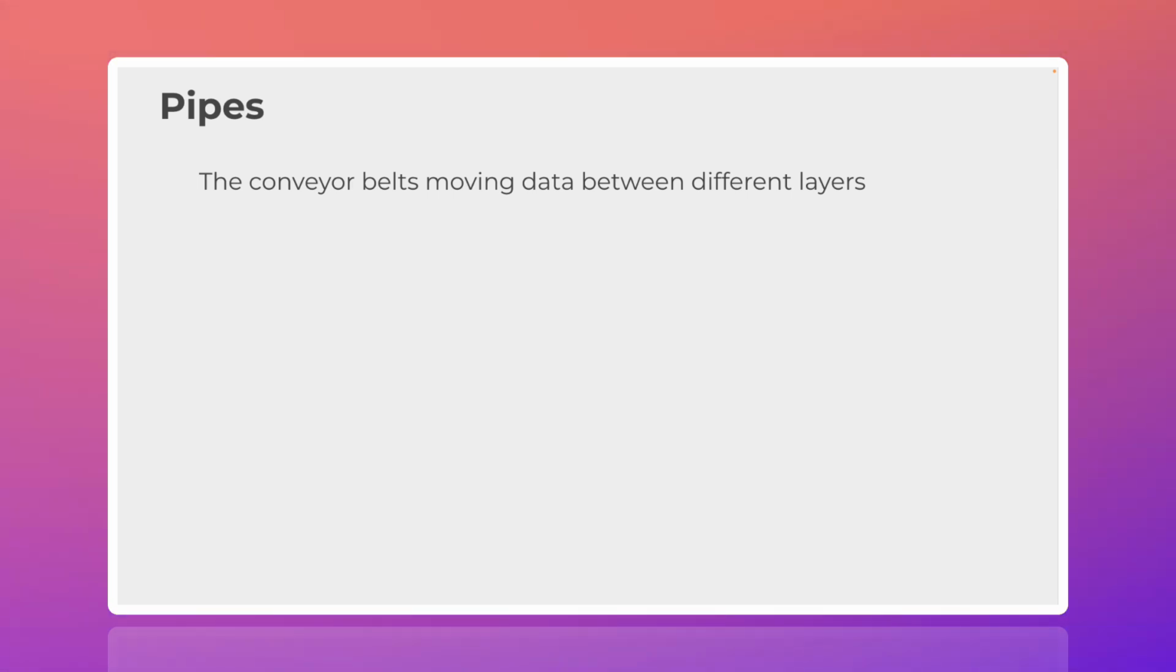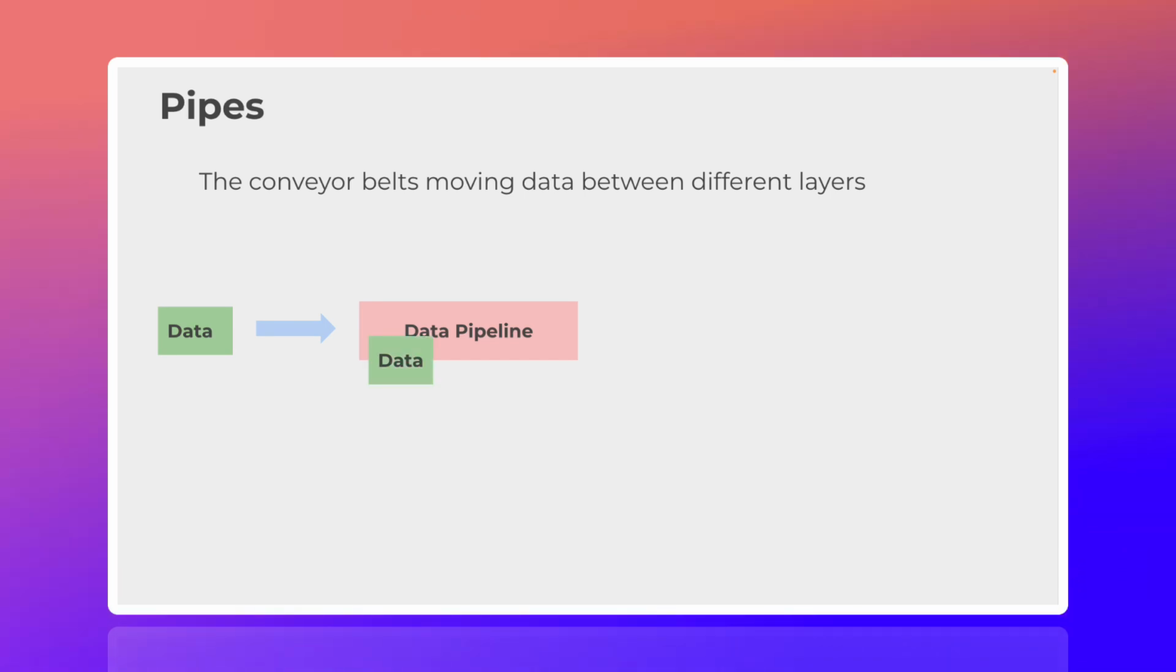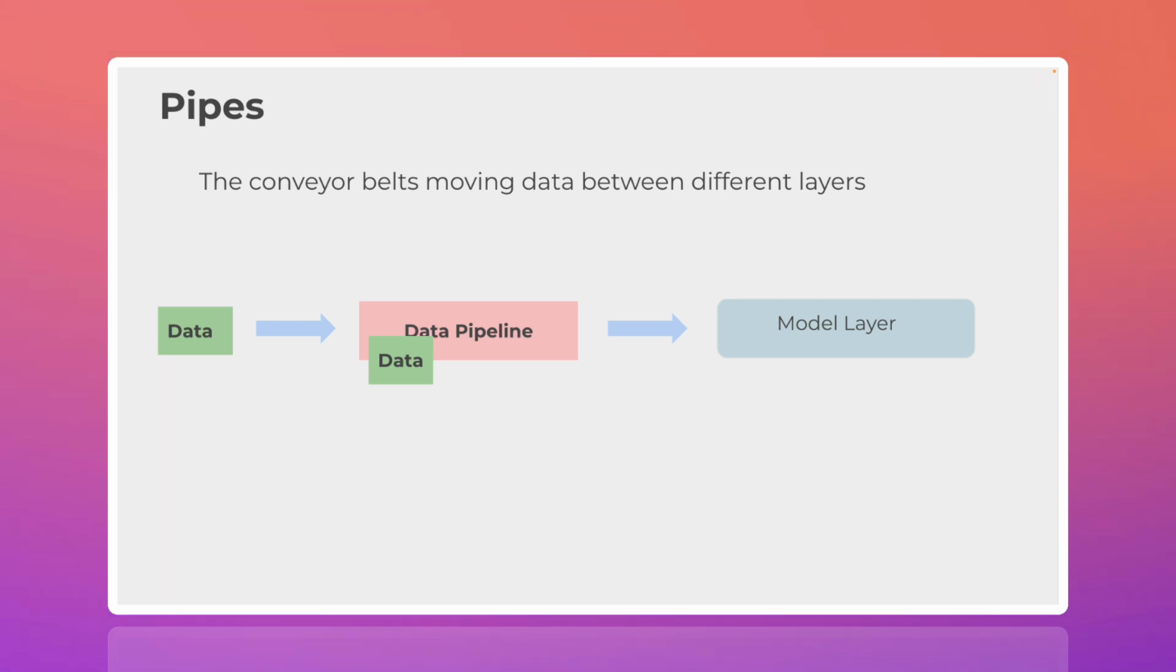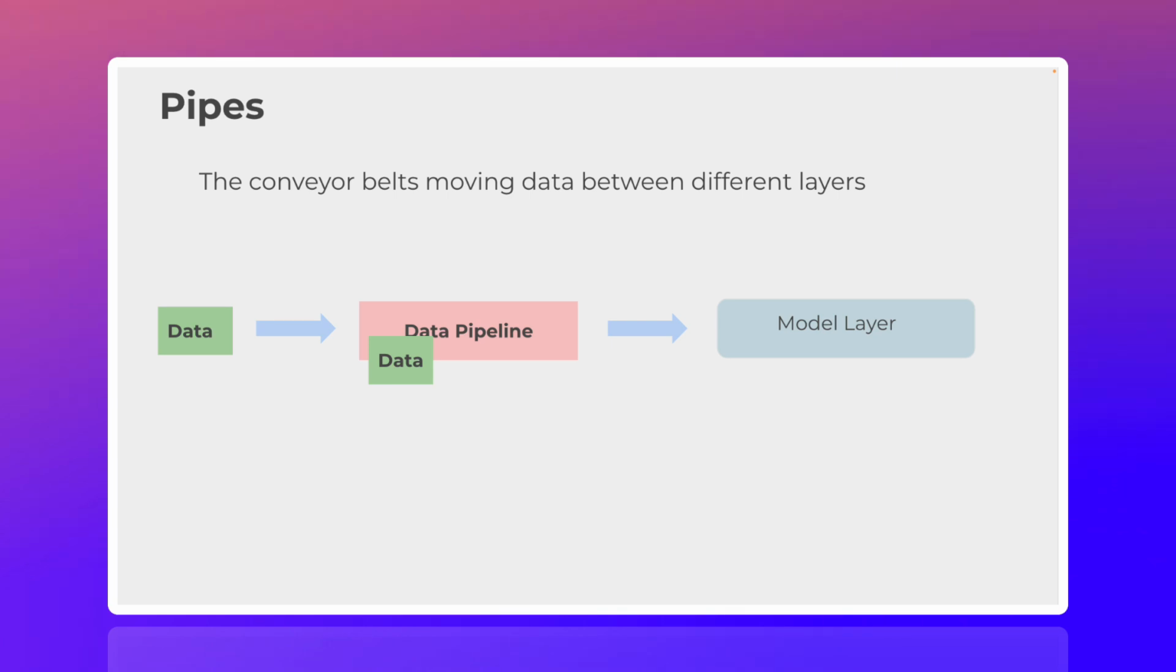So this movement has to go from one part of the system to another. Think of pipelines or pipes as the elevators in a building that transport people, data in this case, between floors. So here's a simple diagram. We have data that needs to move through a data pipeline or data pipe. The data pipe moves that data to the model layer. The whole responsibility really is to move raw data from the data layer to the model layer for pre-processing and training.